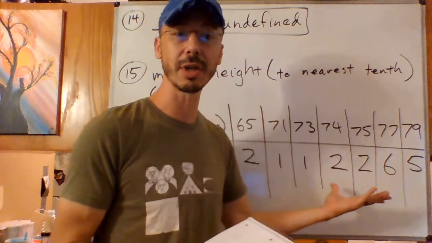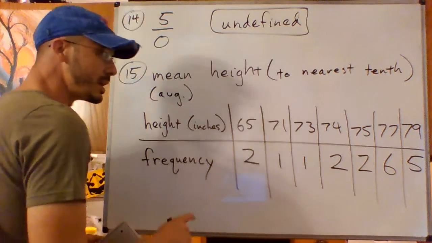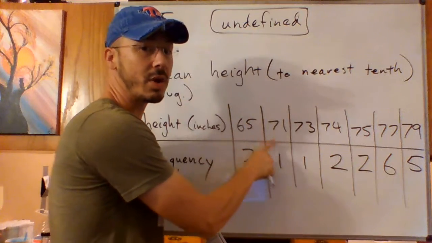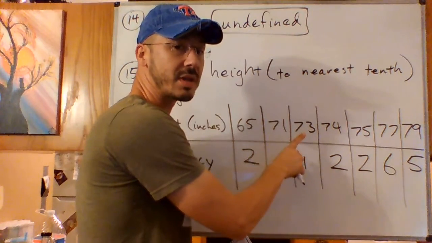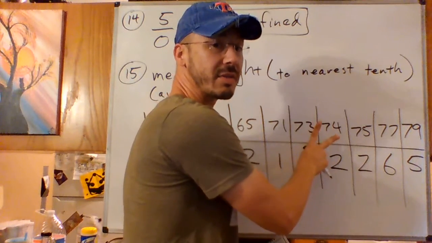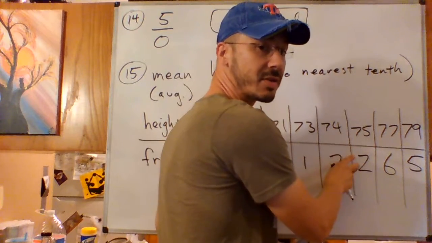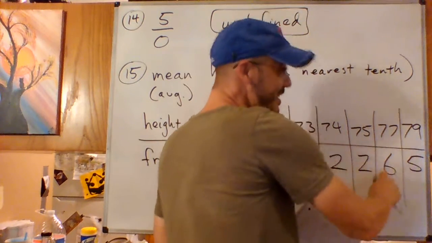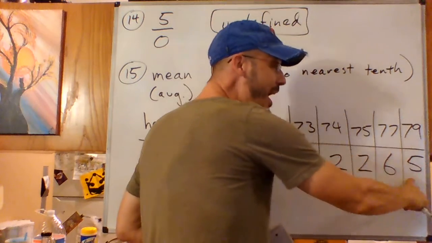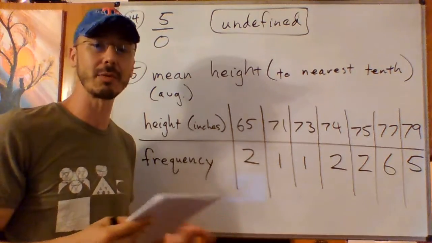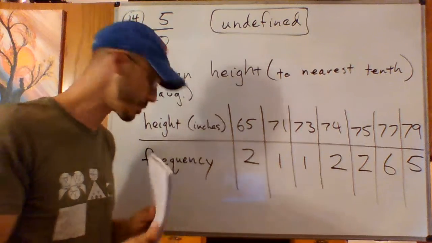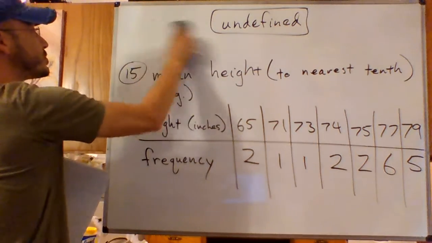There's 19 people here. So what I have to do is add up 65 twice, 71, 73, 74, and another 74, 75 and another 75, 6 77s, so 77 plus 77 plus 77 and so on, and then 5 79s. And doing it that way with your calculator, it's tedious and it's too time consuming. So here's what you should do.